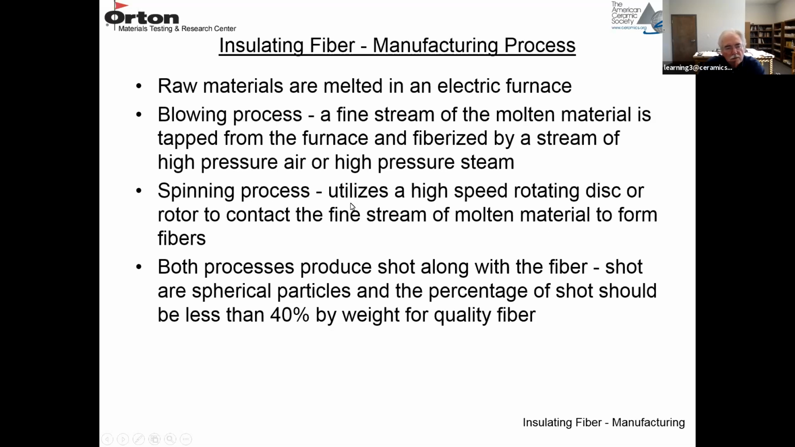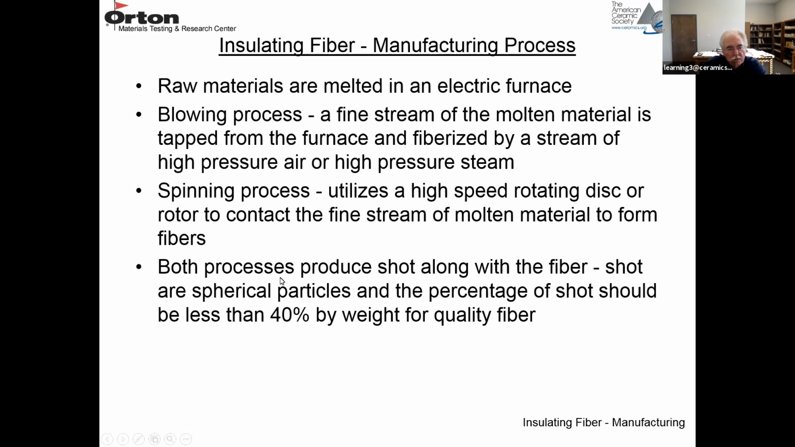Or there's a spinning process which utilizes a high-speed rotating disc or rotor of some type. So the stream of molten material flows onto the disc that's spinning, and it generates the fibers. So, two common processes for making fibers.